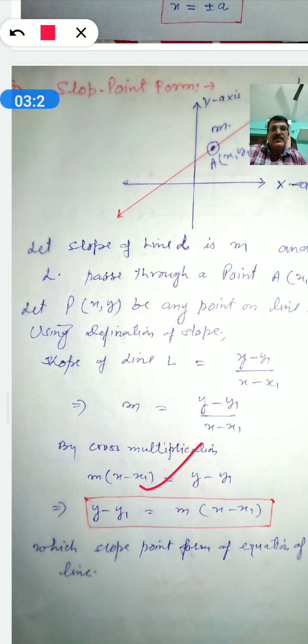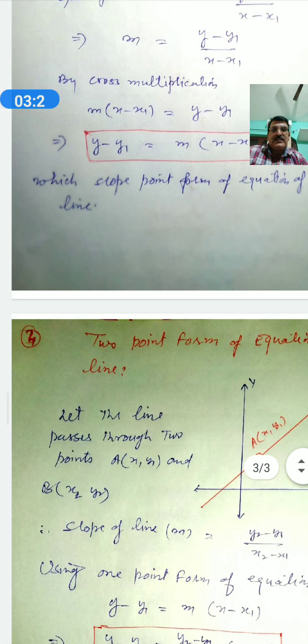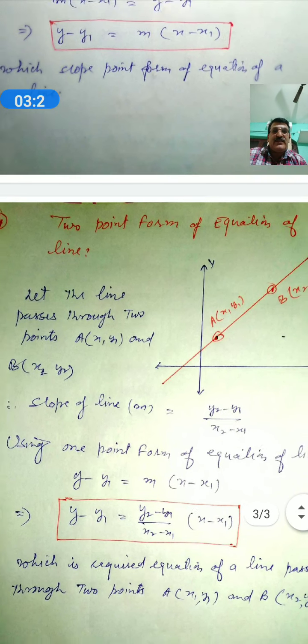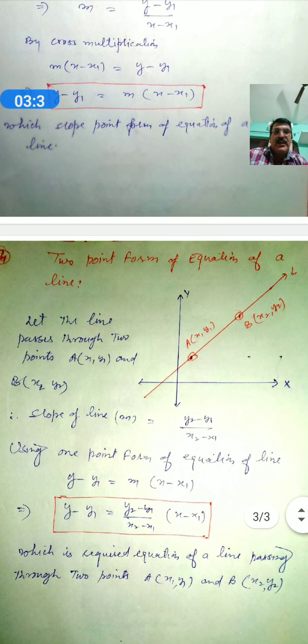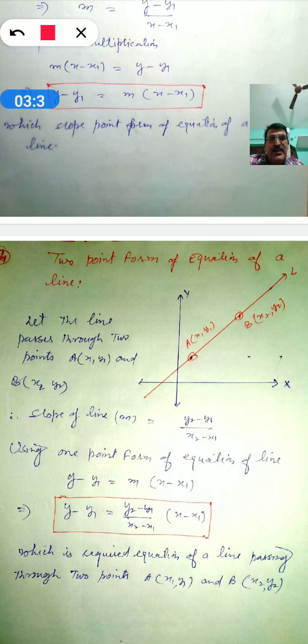Now let us consider the next type of equation of line, that is two-point form. Equation of line passing through two points. So there is a line L which is passing through a point A with coordinates x1, y1 and there is another point B on the line with coordinates x2, y2. So let the line is passing through these 2 points. Now using the definition of slope of a line, it is difference of ordinates divided by difference of abscissas, that is slope of line L is y2 minus y1 over x2 minus x1.